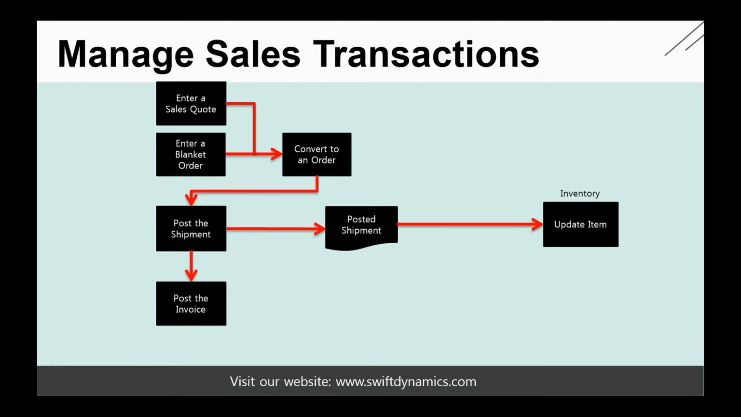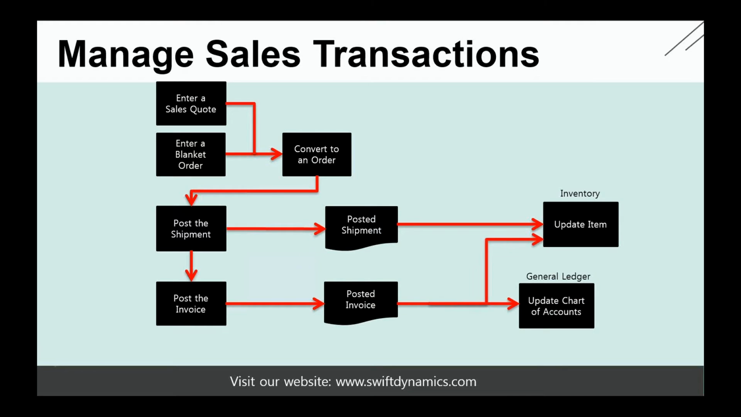We will also invoice the item to the customer, and that will create a posted invoice. The posted invoice will also update an item, so in case, for example, the price of an item on an invoice should be different from the shipment, you can have additional value entries on the item, and the chart of accounts will be updated. So based on all the posting groups that I have set up in the system, it will post on the GL accounts.